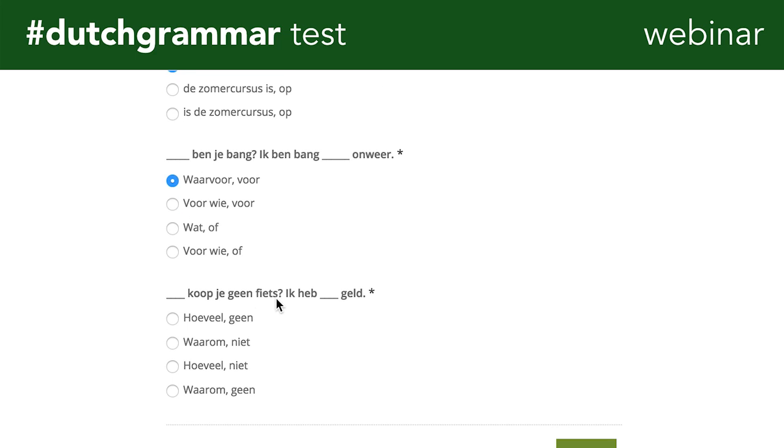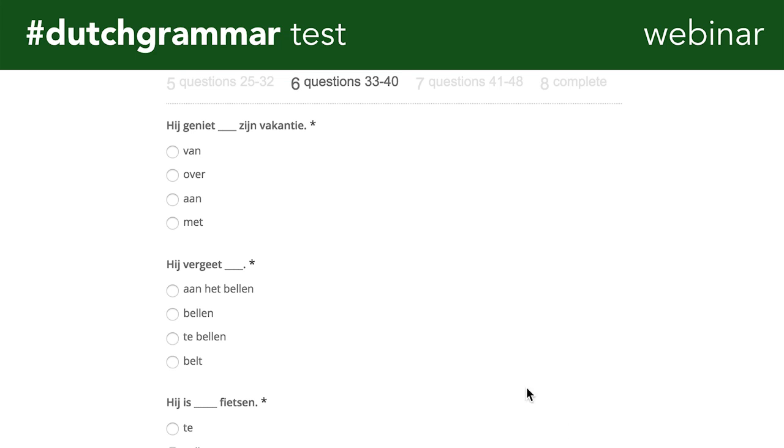Koop je geen fiets? Question mark. Waarom means why. Hoeveel means how much. So it should be waarom. Ik heb geld. Negation, uncountable noun, lesson 40, geen geld. Answer 4 is correct. Then, next page.